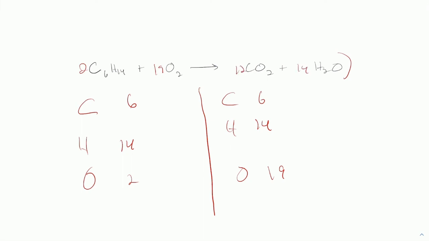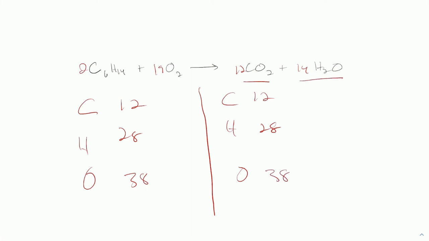And then if you were to count these, we can double check just to be sure. The carbons here, we end up having 12 on each side, 12 and 12. Hydrogens, let's see, we've got 28 on this side and 28 on this side, perfect. And then lastly, we can count our oxygens. We've got 38 on this side, right? We got 19 times 2 here. And then we've got 24 coming from here, 24 plus 14, yep, that's 38. So now we're all balanced.